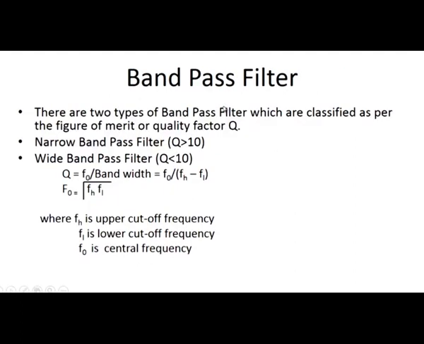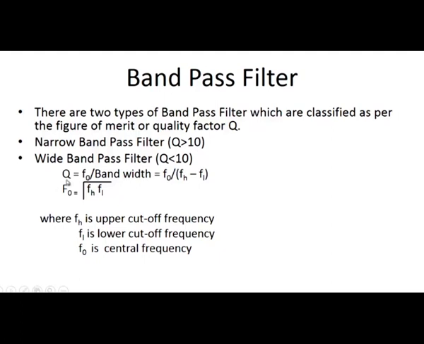The next topic is the band pass filter. The band pass filter is a filter which passes signals in a specified frequency band and attenuates the signals outside the band. There are two types of band pass filter, classified by the figure of merit or quality factor Q. They are the narrow band pass filter if the quality factor is greater than 10, and the wide band pass filter if the quality factor is less than 10.